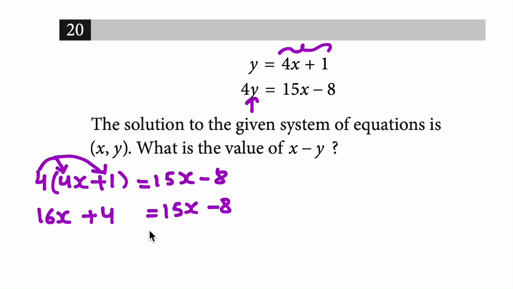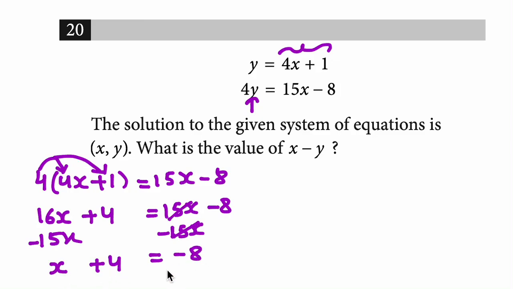Now when we calculate the value of the variable, all the variable terms should be on one side and numbers should be on the other side. So I am taking the variable terms on the left hand side. Subtracting 15x from both sides so that it can be cancelled from this side, that will become 16x minus 15x, which is x, plus 4 is equal to negative 8. Now I need to isolate the variable to find its value. So subtracting 4 on both sides, x is equal to negative 12. Right? x is equal to negative 12.